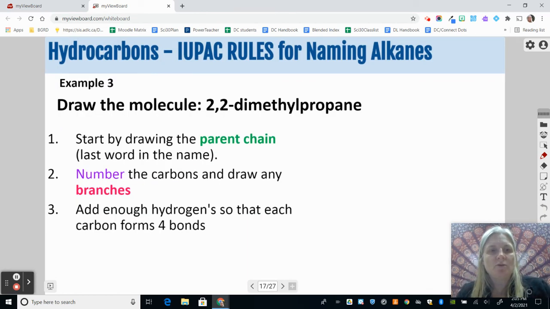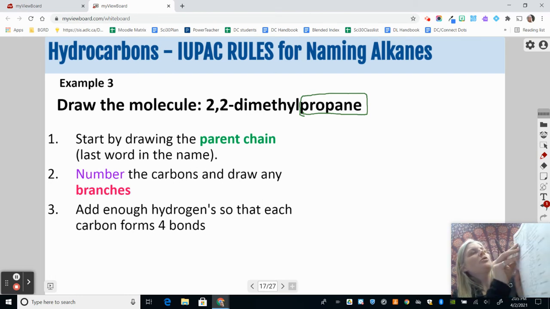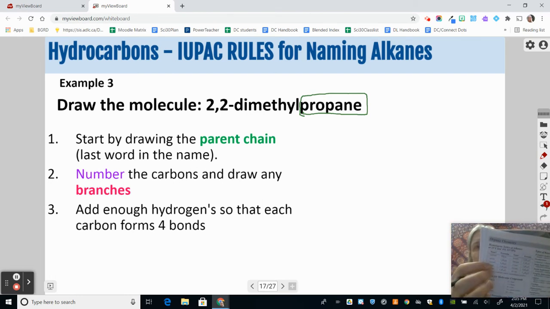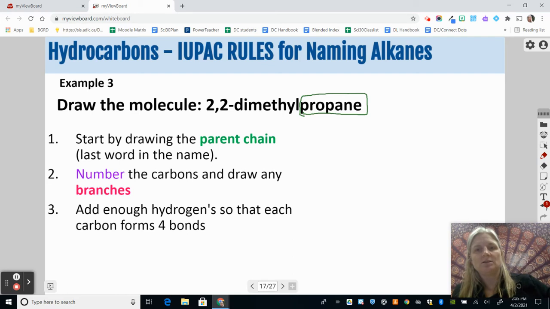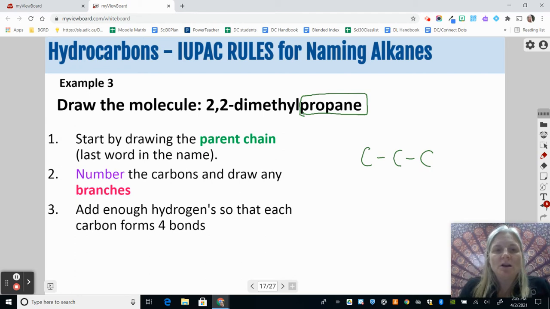All right, let's try another one. Draw the molecule 2,2-dimethylpropane. So start always with the parent chain. What is the main long chain? In this case, it's propane again. If you look in your chart, propane right there, 3-carbon chain. So we're just going to do 1, 2, 3. And then we're going to number the carbons to draw these branches. 1, 2, 3. And we're going to see what we have.